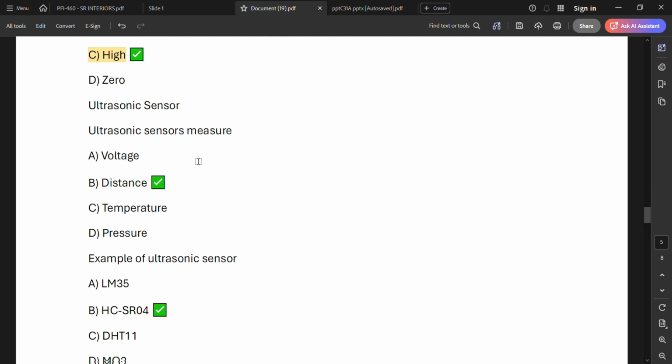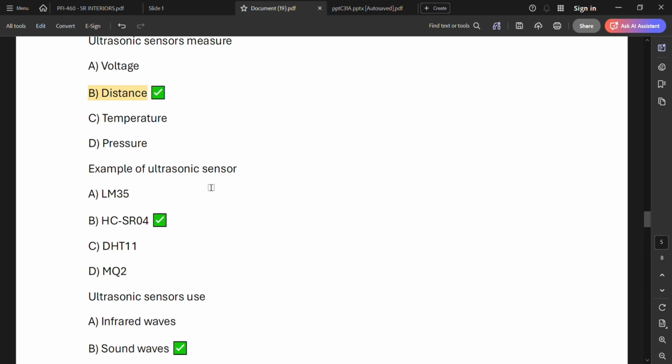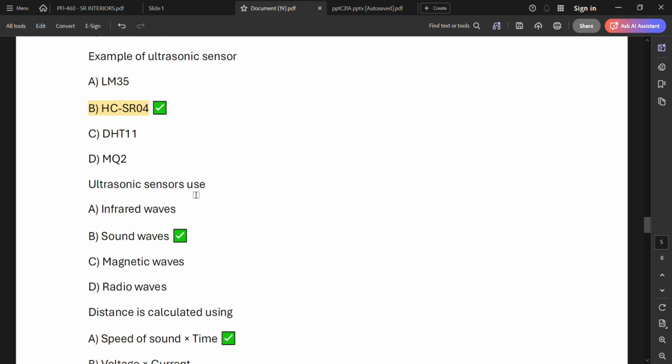Next question. Ultrasonic sensor measures voltage, distance, temperature, or pressure. Distance, option number B is the correct answer. Next question. An example of an ultrasonic sensor is LM35, HC-SR04, DHT11, or MQ2. The correct answer is option number B, HC-SR04.